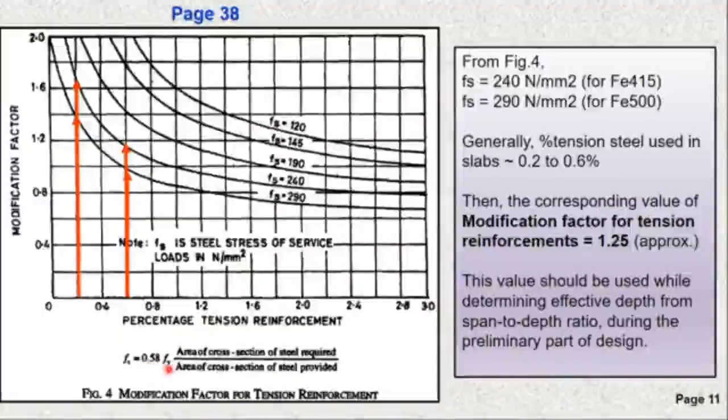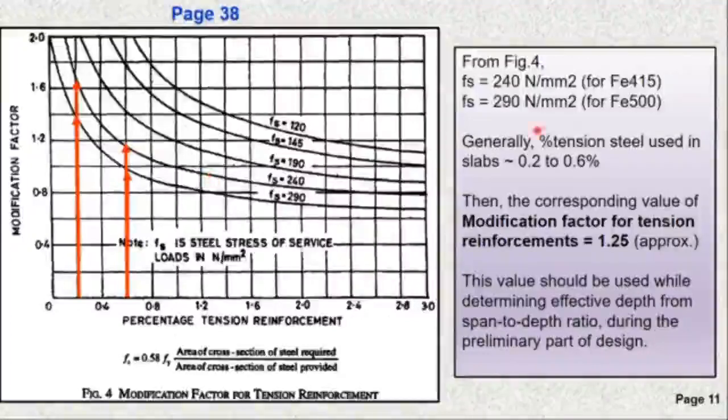0.58 times Fy. Into this term, I have said that you may neglect it for the time being. This term can be taken as equal to 1. So we are left with this term only. 0.58 into Fy. What is Fy? It is 415. If you substitute it here, you get Fs is equal to 240 Newton per millimeter square. So this curve for Fs is equal to 240 corresponds to Fe415. So this is the curve which follows Fe415.